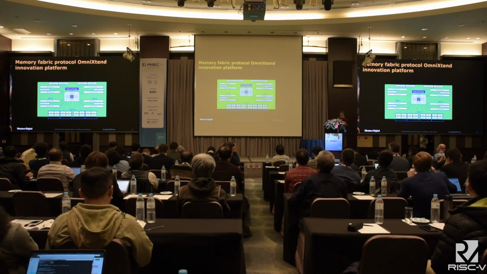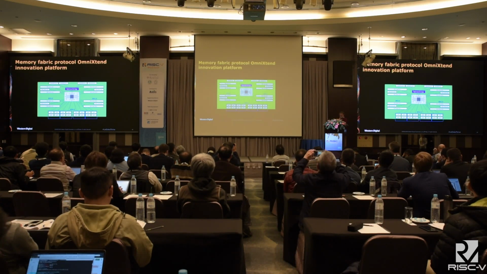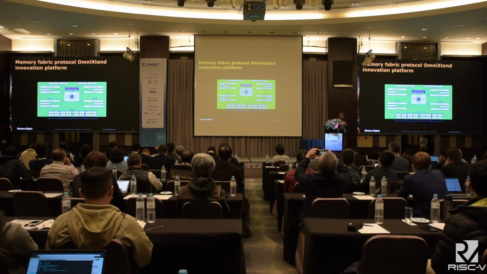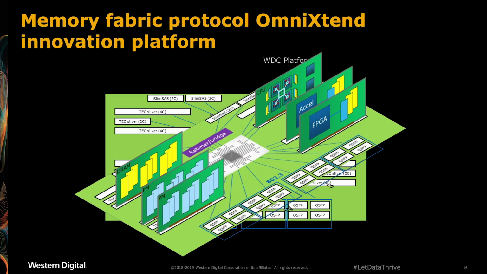So this is the proposed OmniExtend innovation platform, with lots of different Ethernet interfaces, these different abbreviations of different sorts of Ethernet interfaces. And then we can plug in the DRAM and the CPUs and accelerators into that platform. The message is we need to open up the coherence fabric as well as the ISA to really get open computing working.